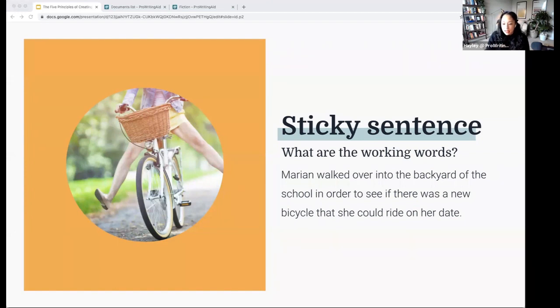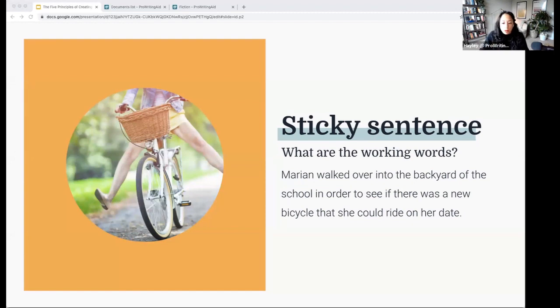So I'll give you a few seconds. What words are our working words? Put them in the chat and we'll see if they match up to what I have. Okay, I see a bicycle. I see Marion, date, school, backyard, bicycle, walked, etc. Okay, so I see a couple folks putting words like to and that. Those are our glue words.